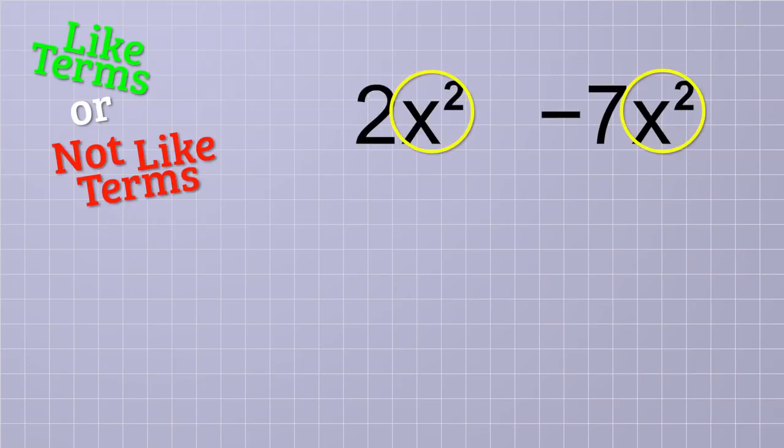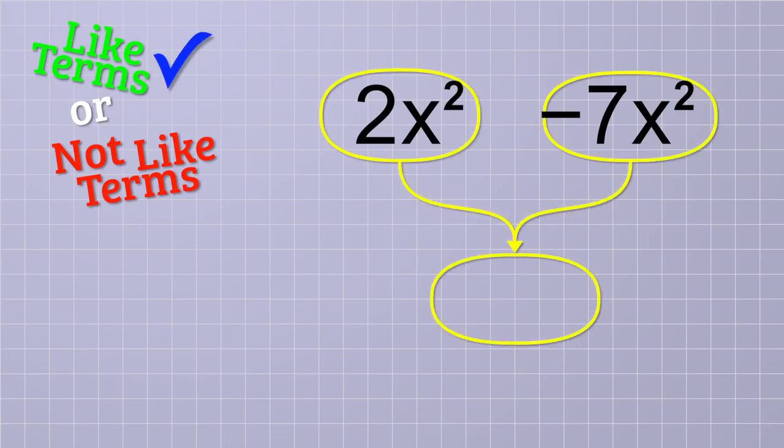Well, the variable part in both is exactly the same. It's x squared. So yes, these are like terms and we can combine them. Notice that one of the terms is negative. So when we add the number parts, we'll end up with negative 5. So these combine to negative 5x squared.